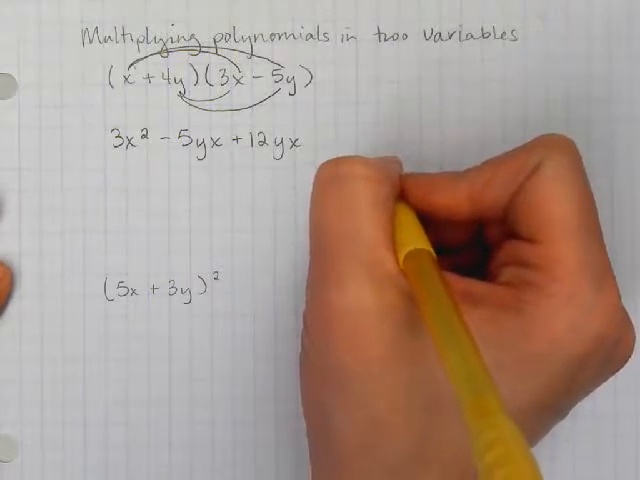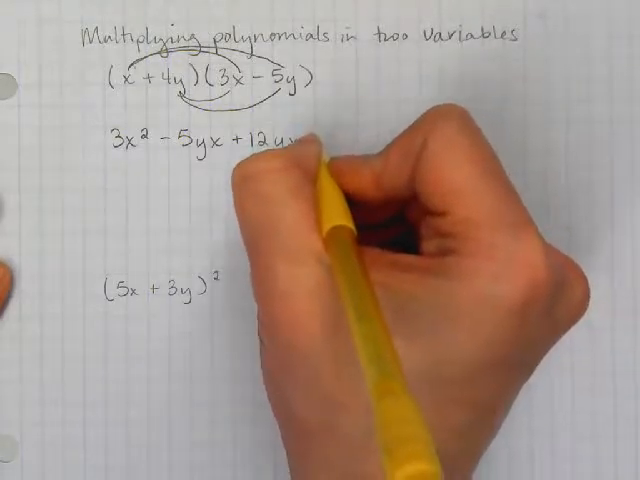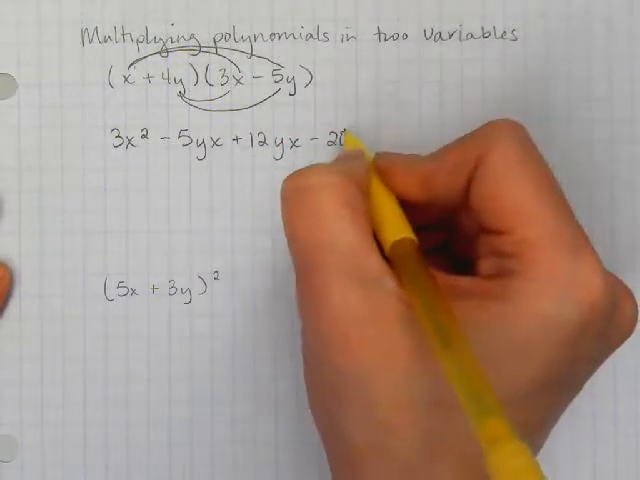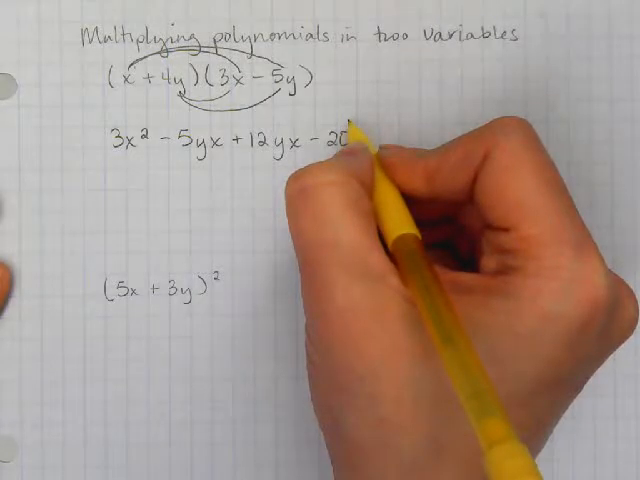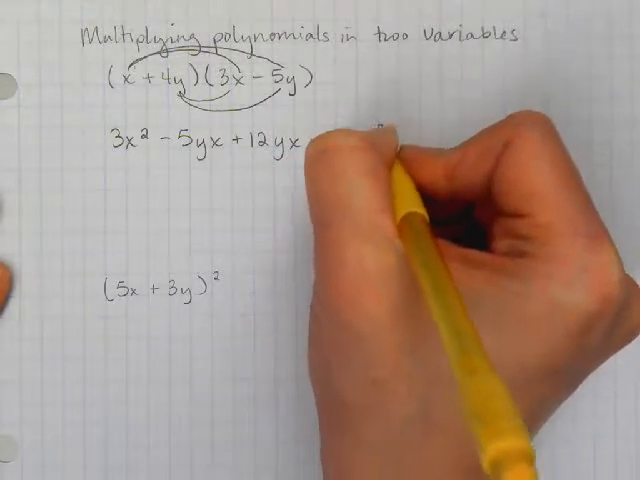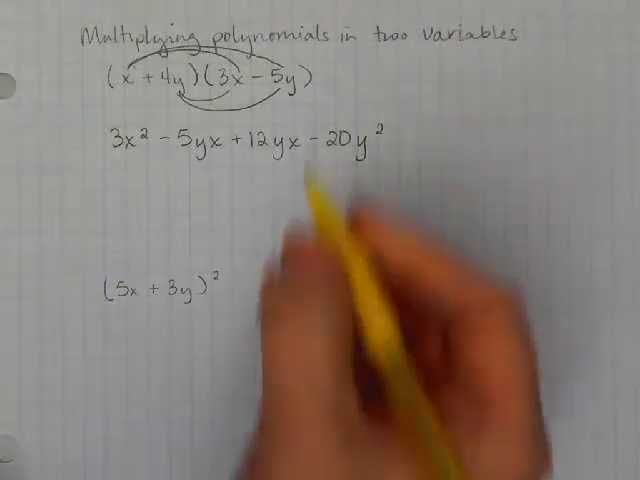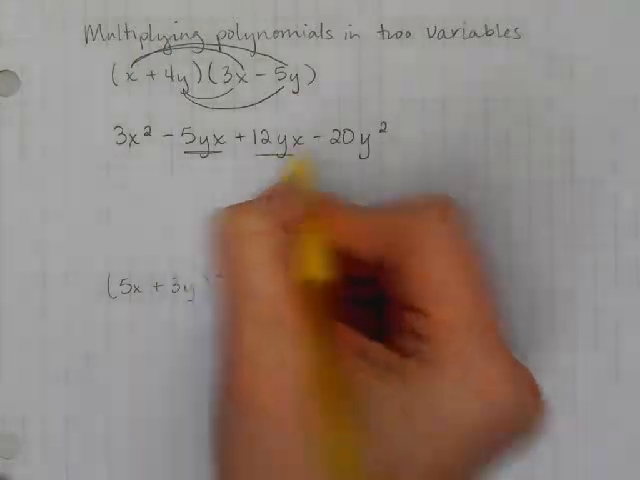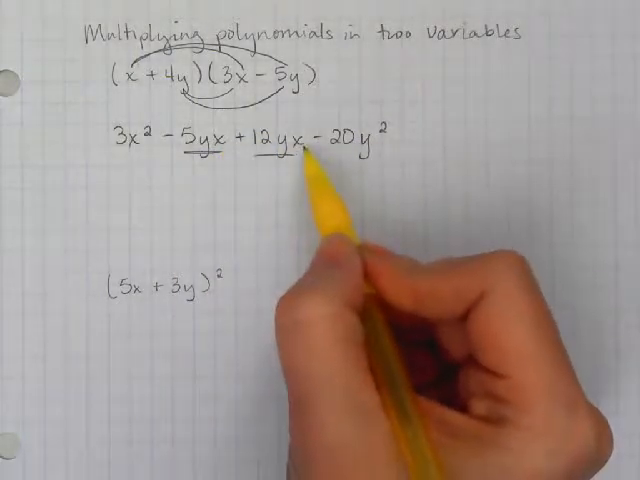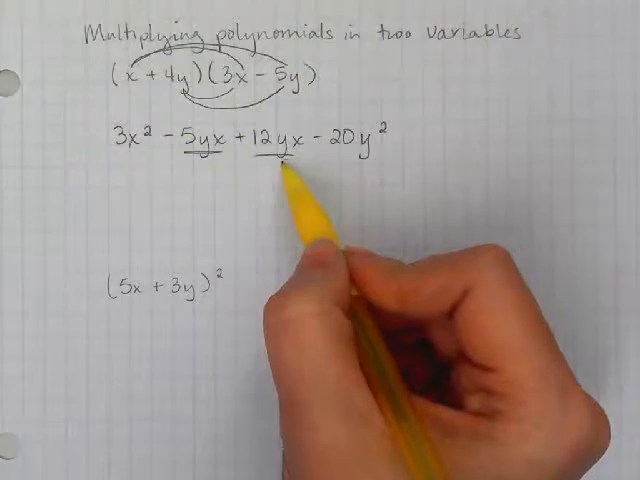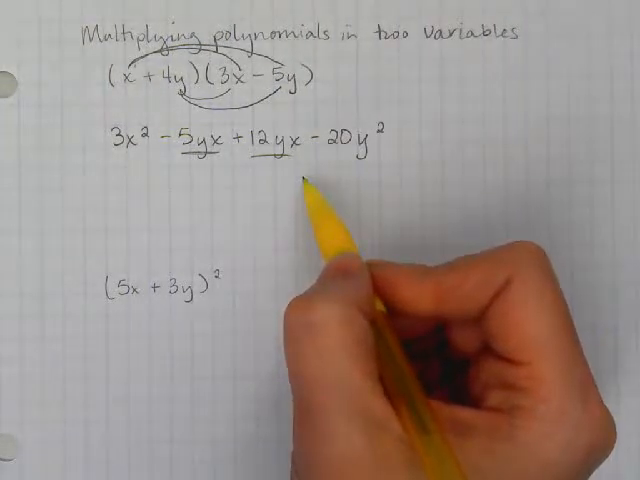Now, is there anything in there that I can combine? Yep, I can combine those two terms because they both have yx. If I'd written one of them as xy, could I still combine them? Absolutely, because they still have the same exponents, y to the first, x to the first, and there's nothing else to them. So what is negative 5 plus 12? Seven. So I've got 7yx.